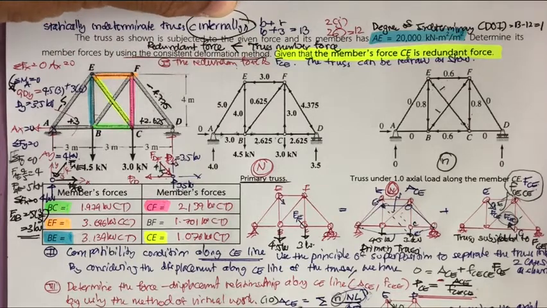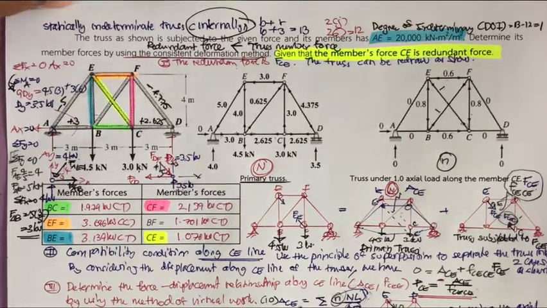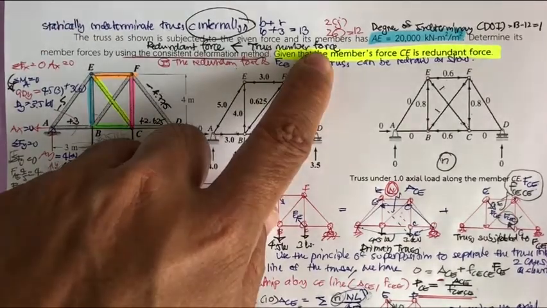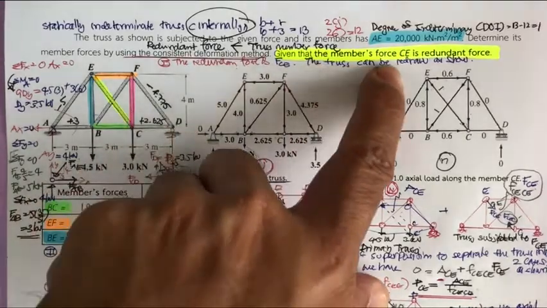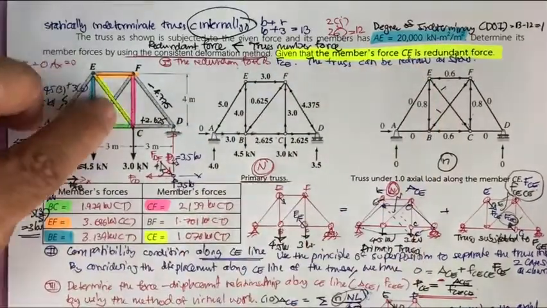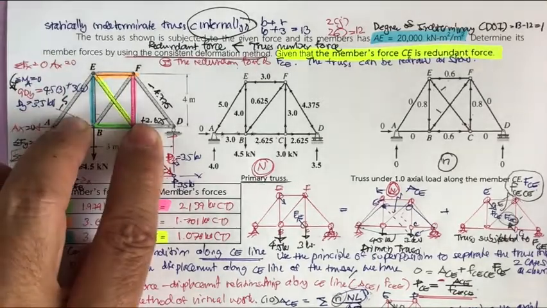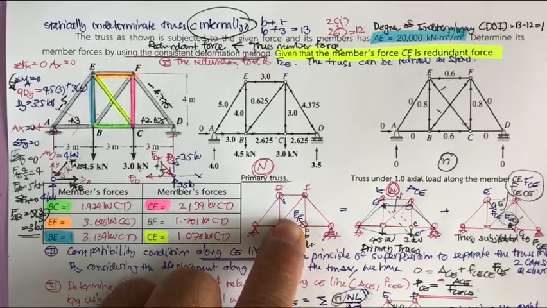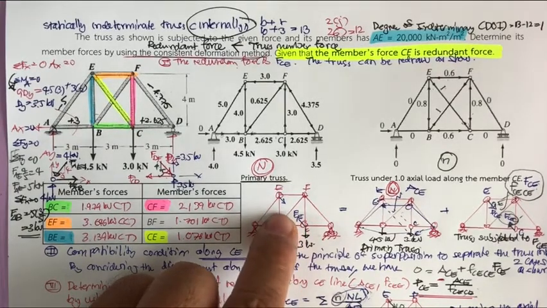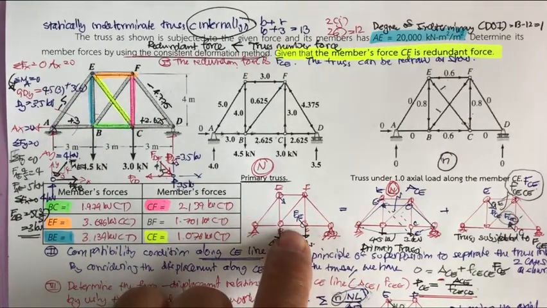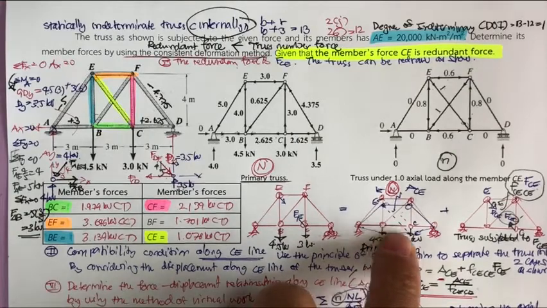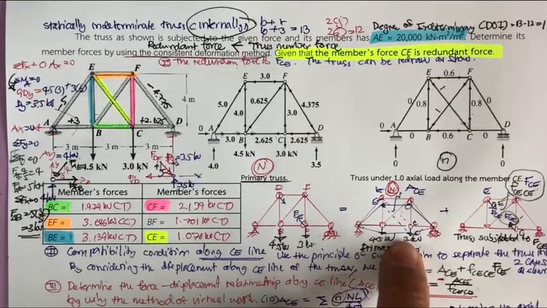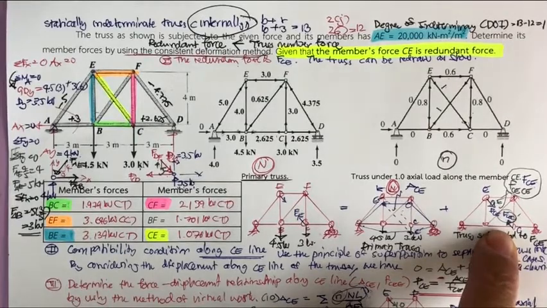This one's special because it's internally statically indeterminate. So we use the truss member force as the redundant. So we use the CE. When we use the CE, the structure will change from indeterminate to determinate. However, the force F sub CE is going to be the redundant. And then you can separate this truss into two cases based on the principle of superposition. One subjected to the applied force, another one subjected to the redundant.